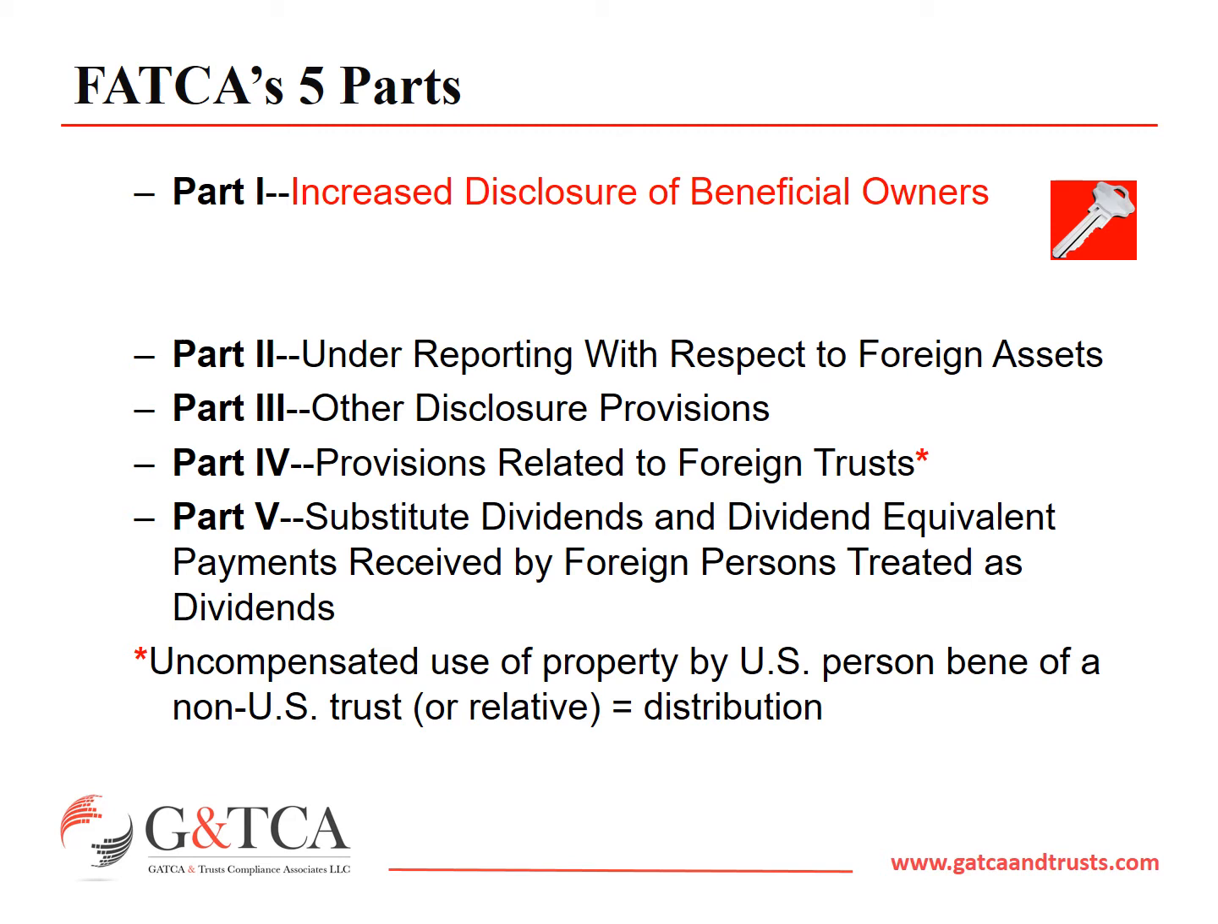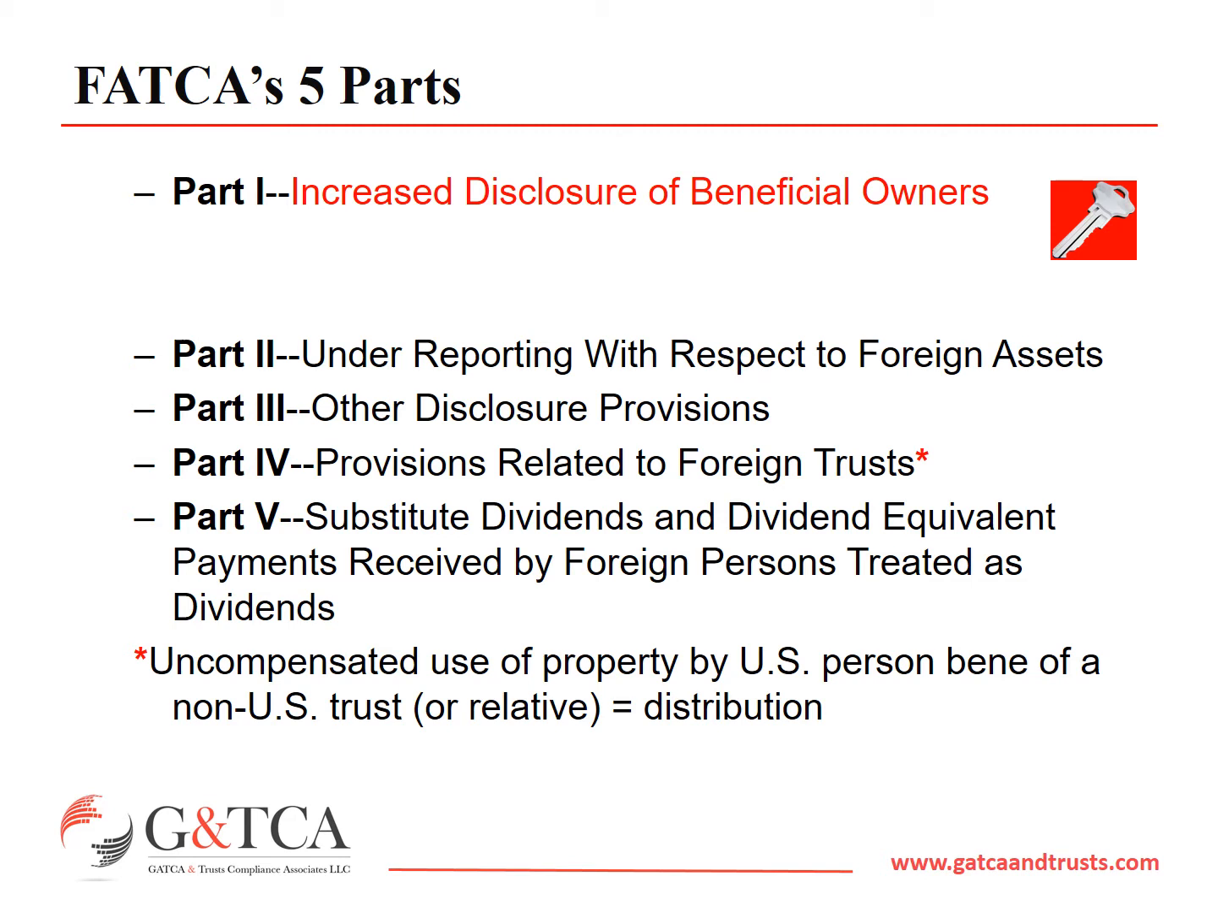Part 4 has a provision that says that if a US person beneficiary of a non-US trust, or if a relative of a US person beneficiary of a non-US trust uses trust property and doesn't pay fair market value for that use, that uncompensated use is treated as a trust distribution to the US person beneficiary.